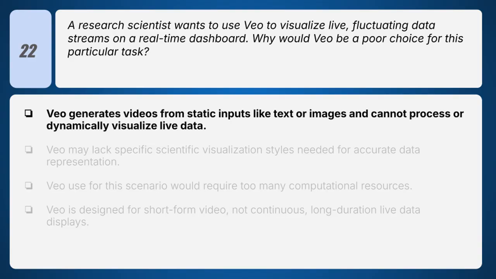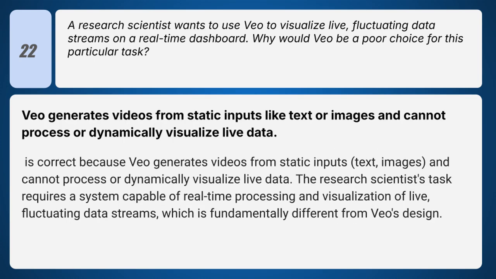Veo generates videos from static inputs like text or images and cannot process or dynamically visualize live data is correct because Veo generates videos from static inputs, text, images, and cannot process or dynamically visualize live data. The research scientist's task requires a system capable of real-time processing and visualization of live, fluctuating data streams, which is fundamentally different from Veo's design.